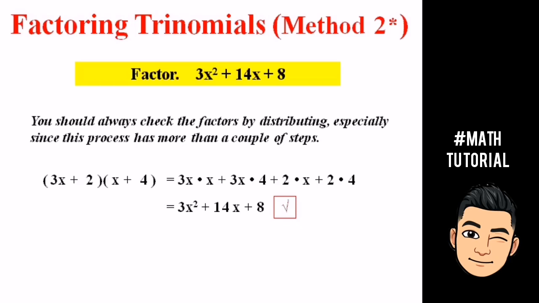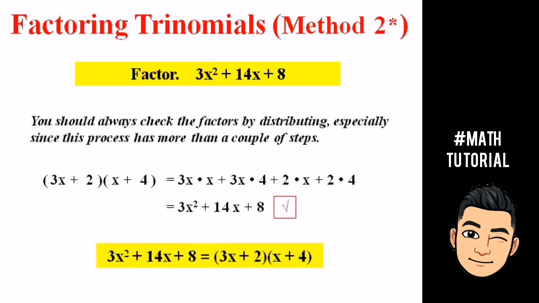And that is correct or check. So meaning, our factors are correct: 3x plus 2 and x plus 4. So just follow the 7 steps that I have presented.